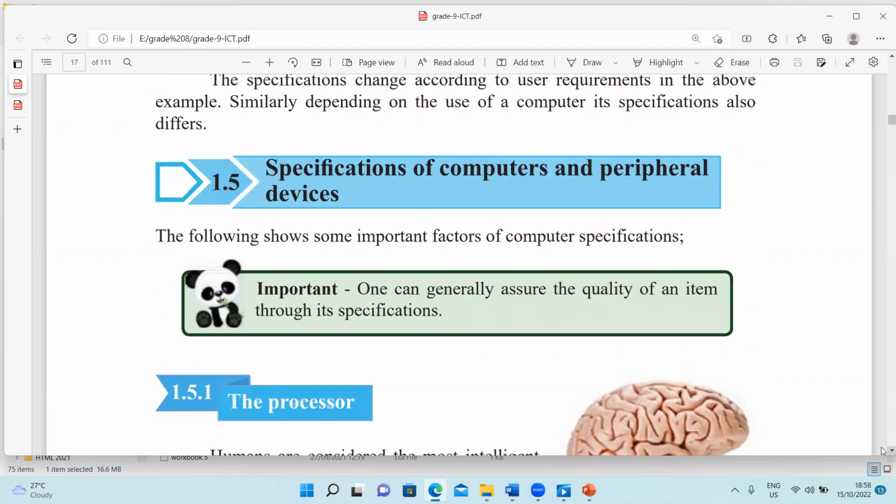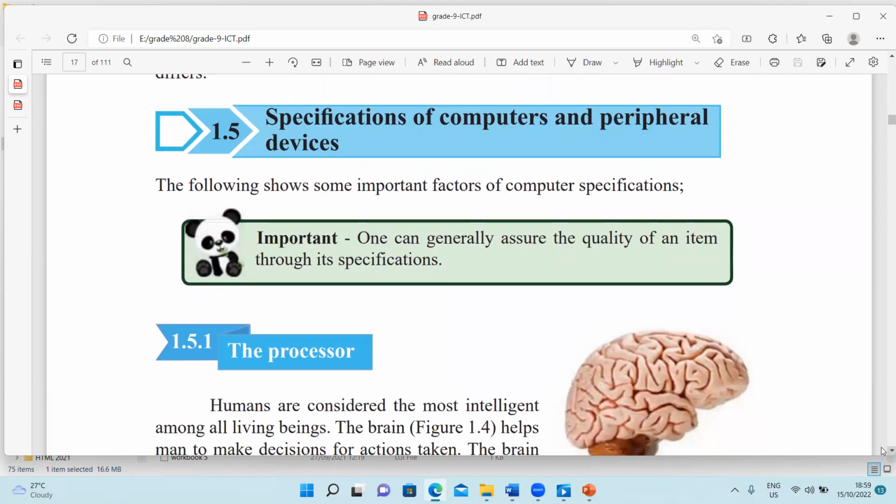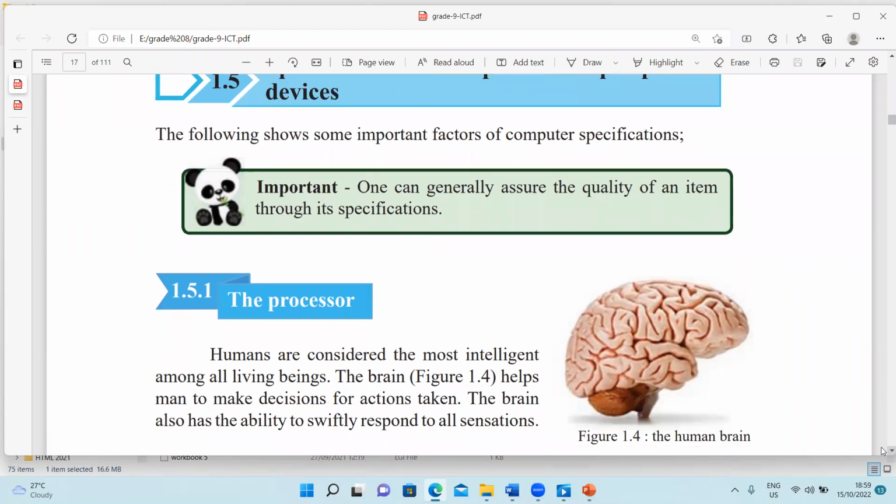Now think we are going to buy a computer. So we are going to check the specification of a computer and the peripheral devices. The following shows some important factors of a computer specification. Let us see what are the important features of the computer specification. One can generally assure the quality of the item through its specification. So the quality of the item, whether the processing is functioning faster. Just imagine if my screen is lagging or buffering too much and it is not visible for you, you feel bored of that lesson.